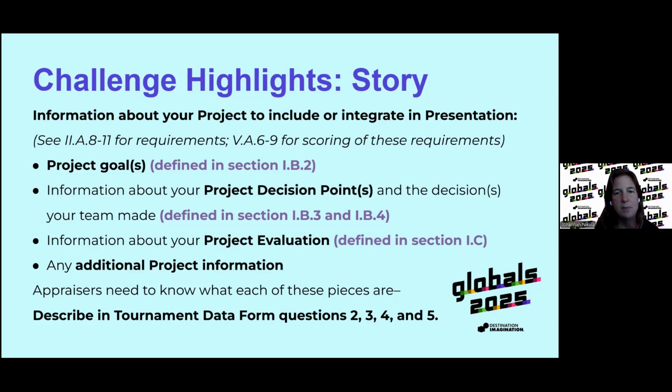We want to highlight that teams should pay attention to the different types of project information that they will include, as described in 2A8 through 10, with the related scoring described in VA6 through 9. It's helpful to know what the team is trying to integrate about these different specific aspects of the project. And so teams should try to clearly identify those items on the tournament data form in questions 2, 3, 4, and 5. If your team has any questions about what these specific aspects of their project are, they should refer back to the definitions. So section 1B2 for the project goals, 1B3 for the project decision points, and 1C for the project evaluation.